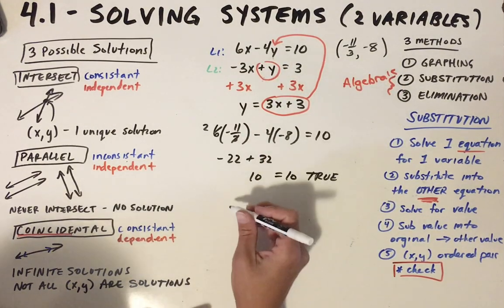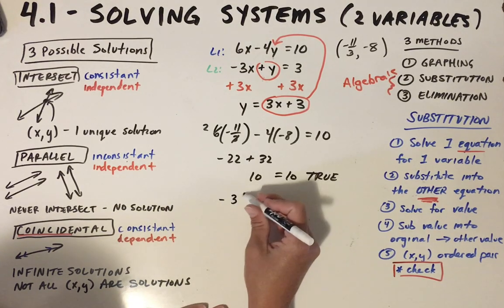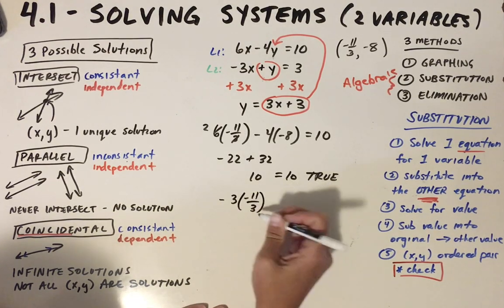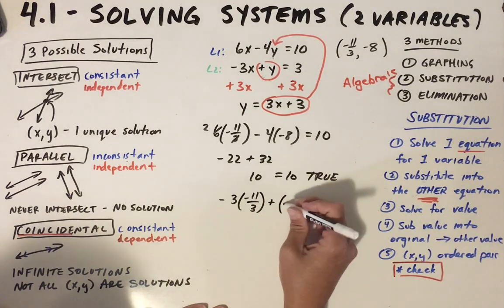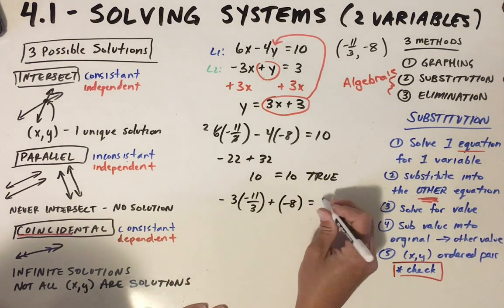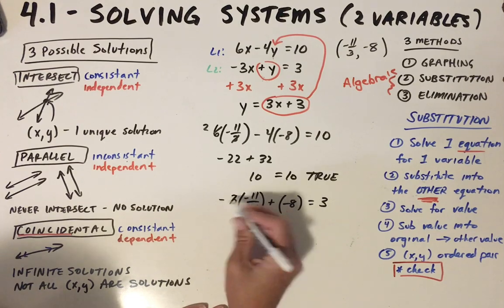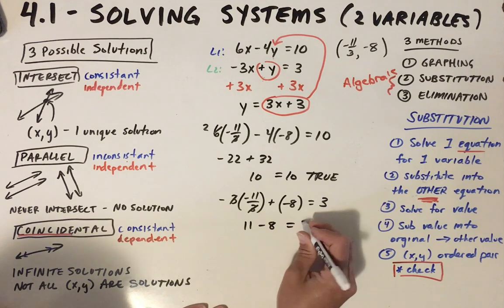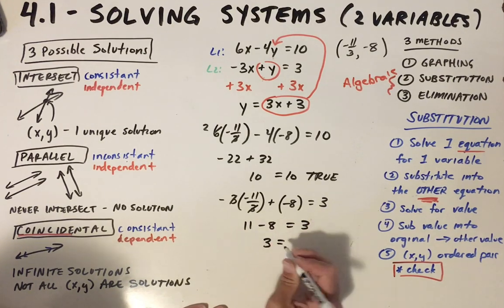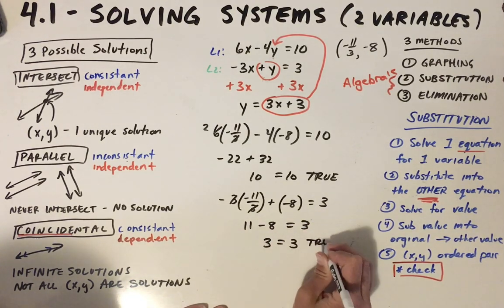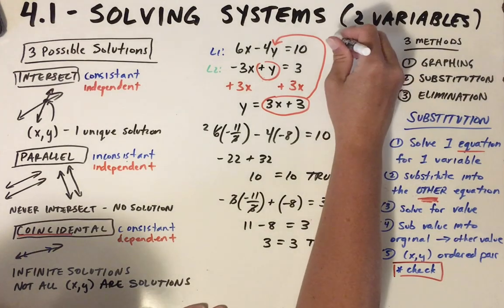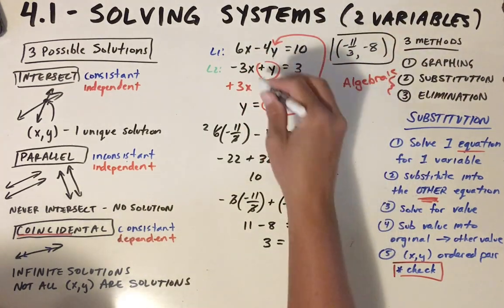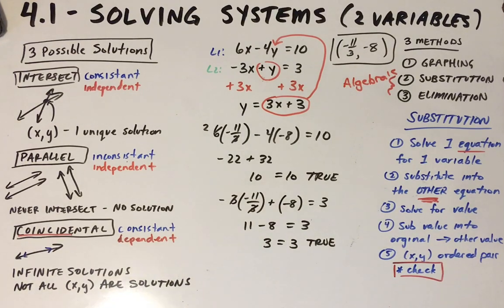What about my second line? If I substitute -11/3 for x in my second line, and -8 for y, then these 3's cancel. A negative times a negative is a +11. -8 is equal to 3. Well, 3 does equal 3. This is a true statement as well. So I can verify that this ordered pair is the solution, and again, we can do all of this without having to graph. So this is the process for substitution.